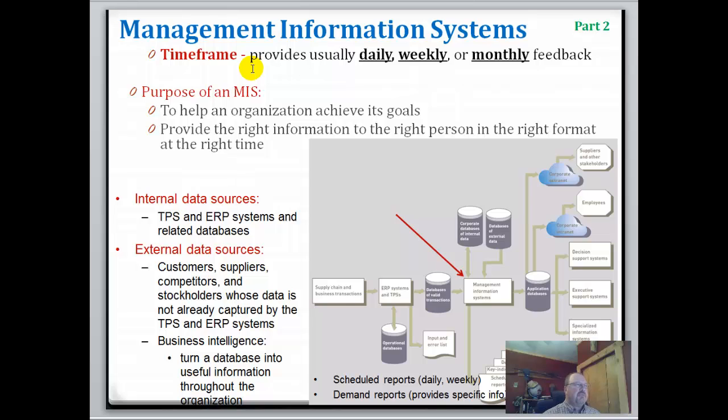Now, management information systems start to work with a time frame, so it provides usually daily, weekly, monthly kinds of feedback. It generates these kinds of reports, daily, weekly, or monthly, and it could be quarterly as well. So the purpose of an MIS is to help an organization achieve its goals, well, obviously, but provide the right information to the right person in the right format at the right time.